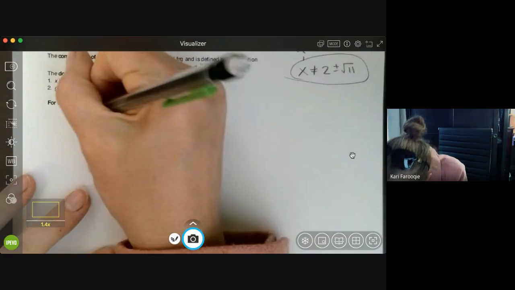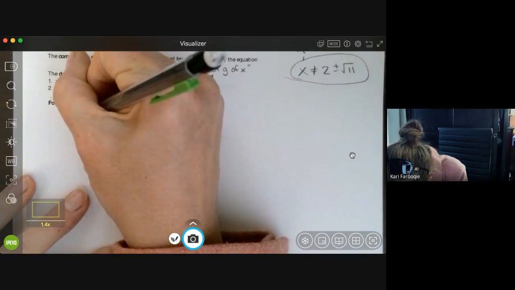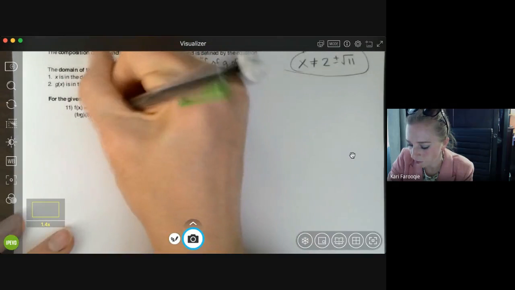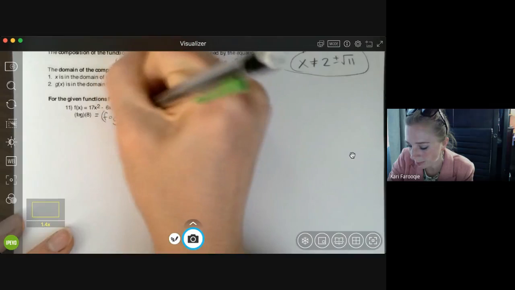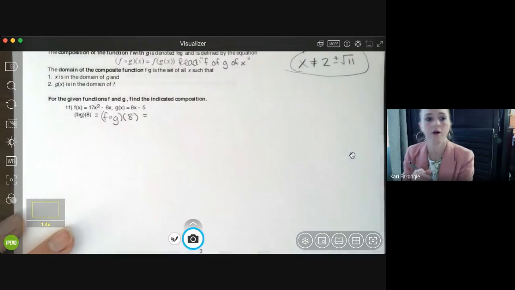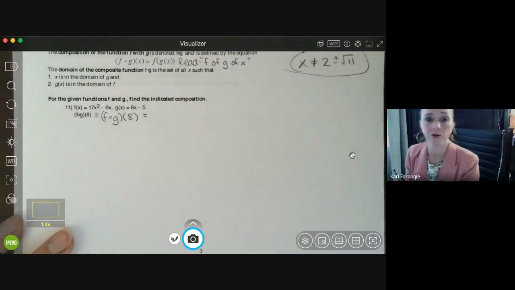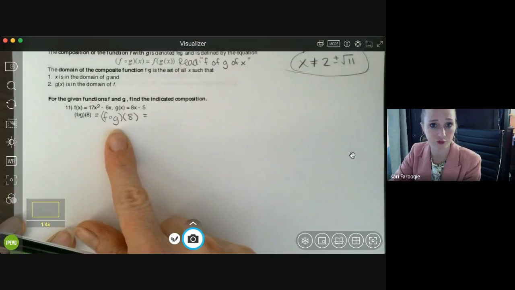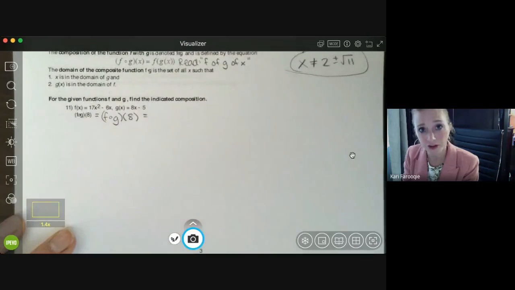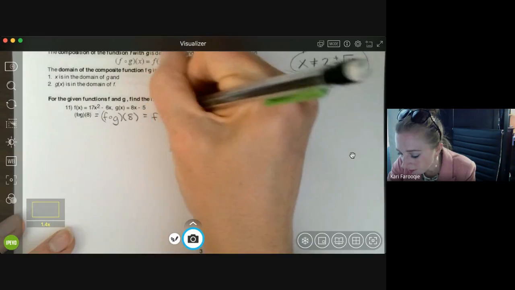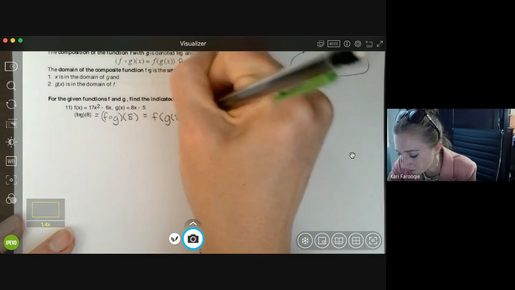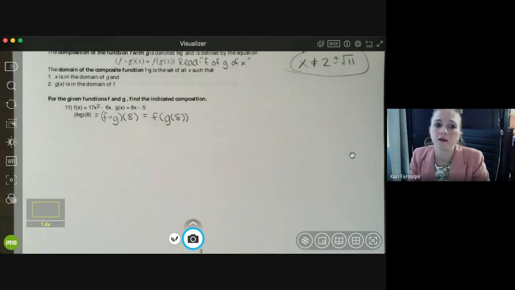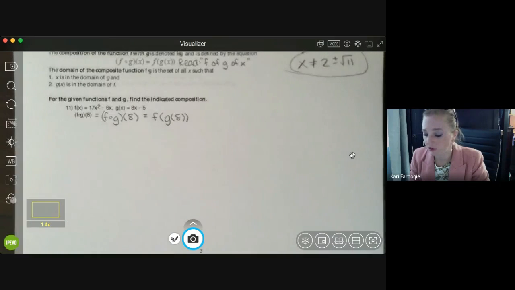When you see f of g of 8, and again, this circle ran in here, really it looks like this, f of g of 8. What I generally ask students to do is just rewrite this from the get-go. Even though this is the official notation for the composition, it makes more sense to us to read it as f of g of 8. Now, there are two ways of finding this composition.